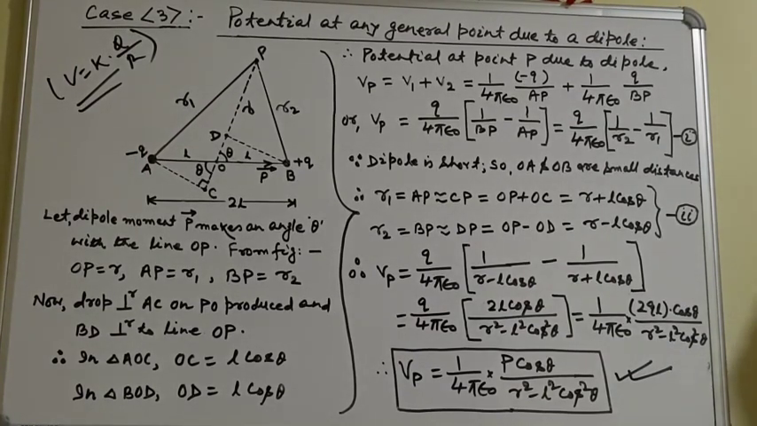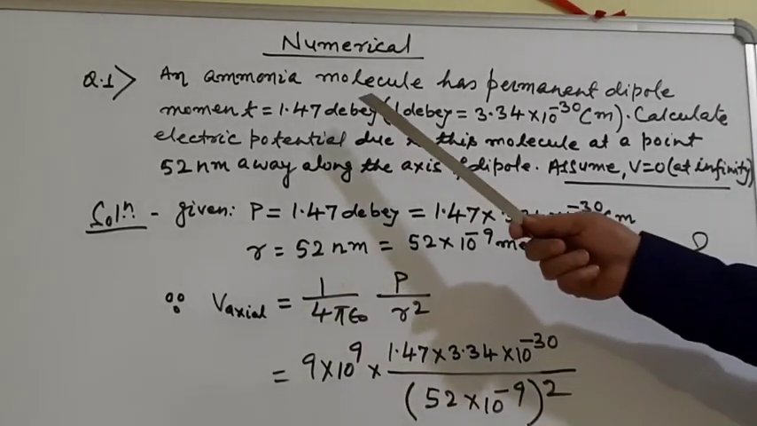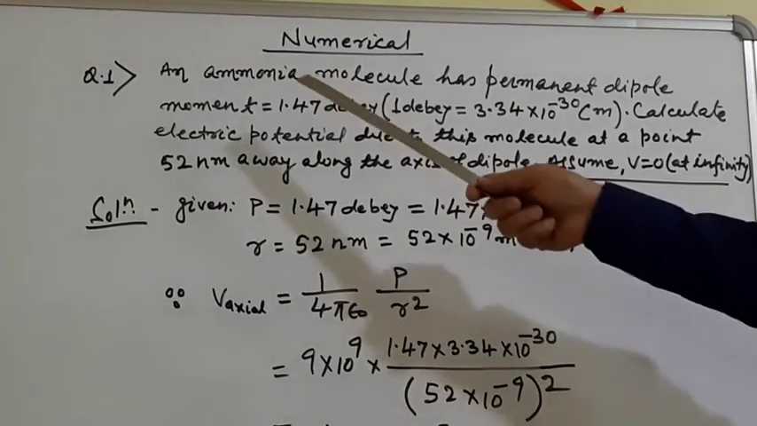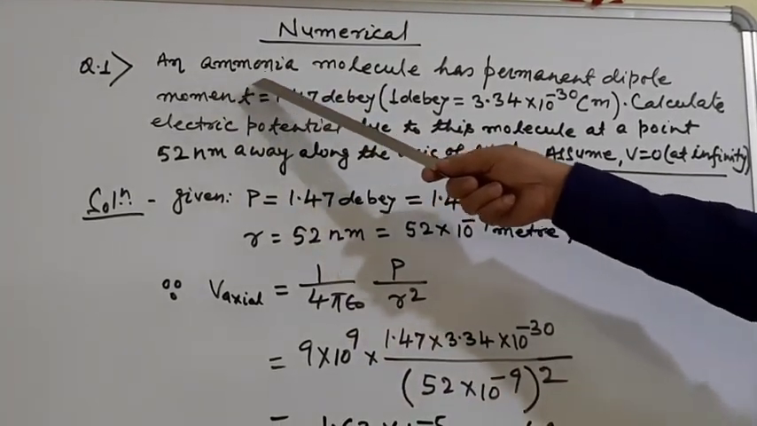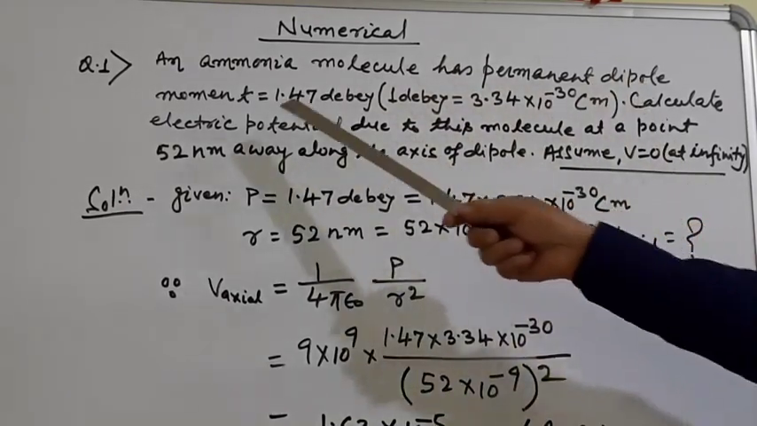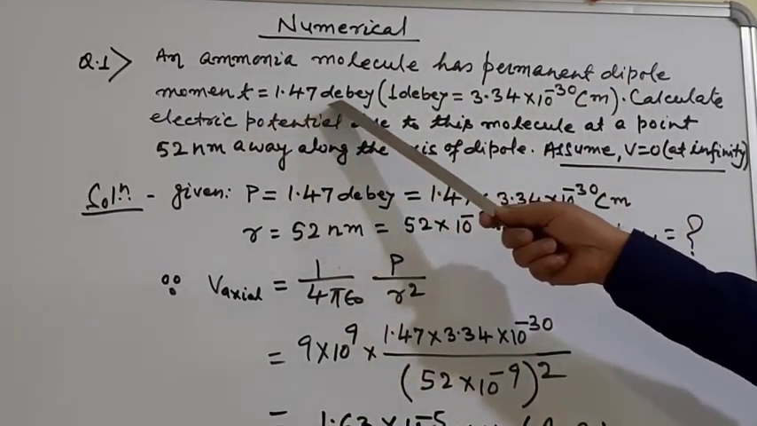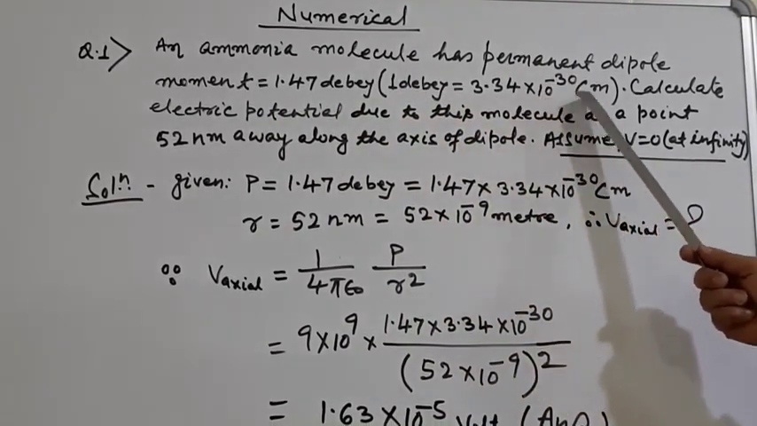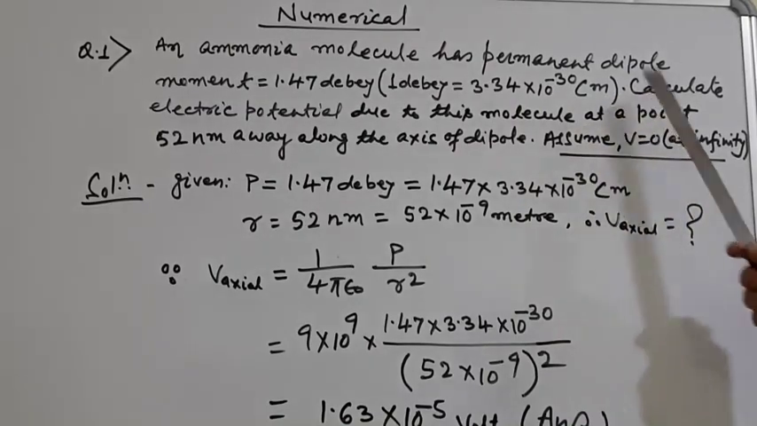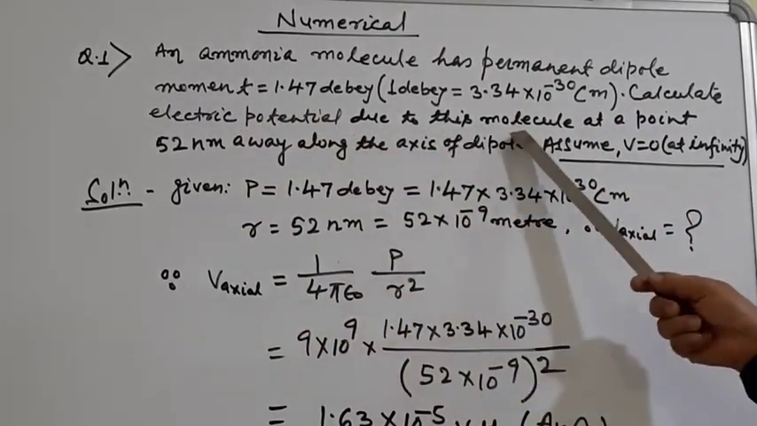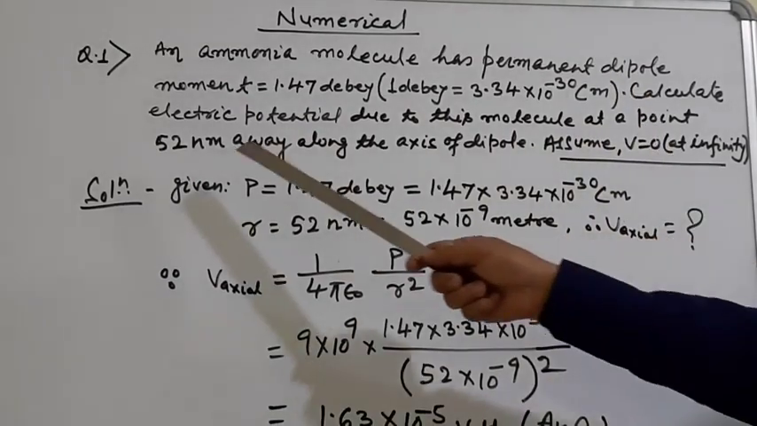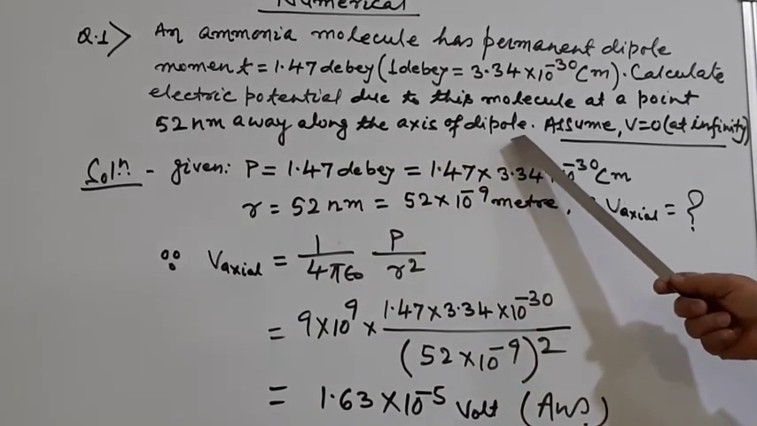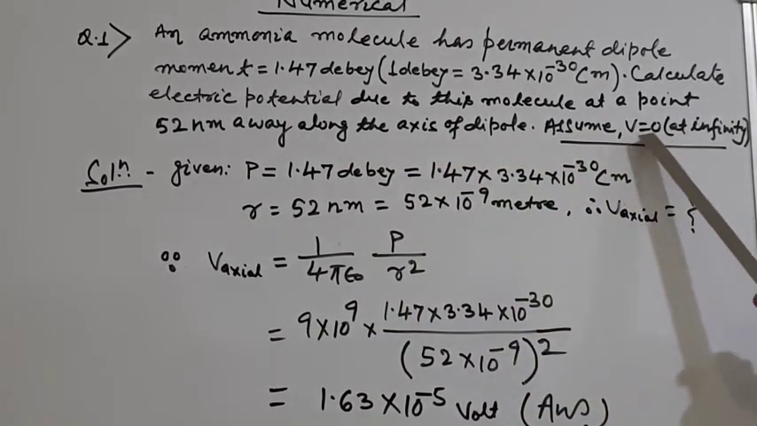Now we shall see a sample numerical which will help you in solving numericals further. I have taken one very simple numerical. An ammonia molecule has a permanent dipole moment of 1.47 debye, and 1 debye is equal to 3.34 times 10 power minus 30 coulomb meter. Calculate the electric potential due to this molecule at a point 52 nanometer along the axis of the dipole. Assume potential at infinity is 0.